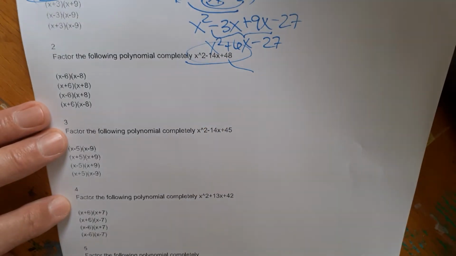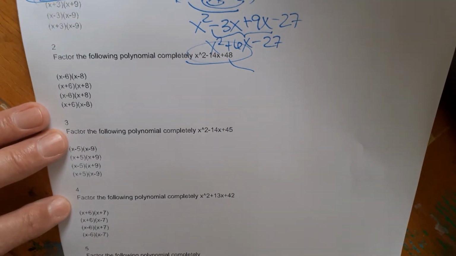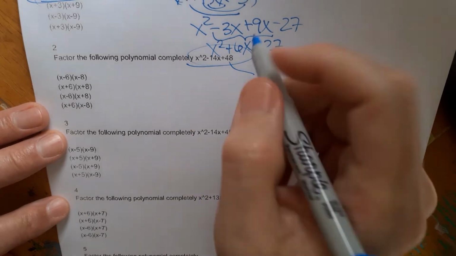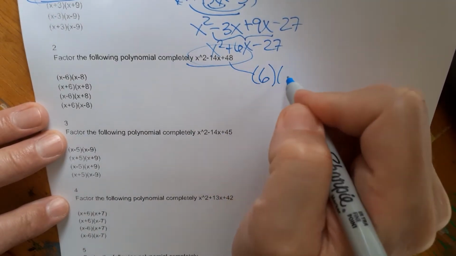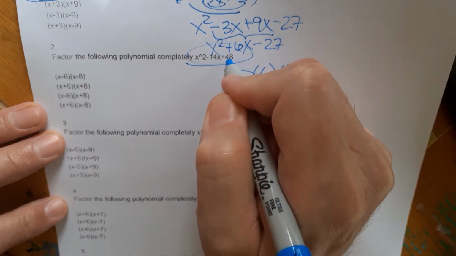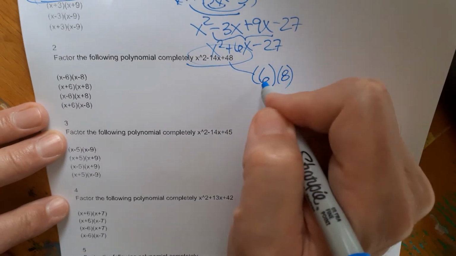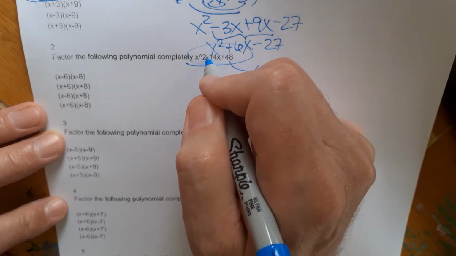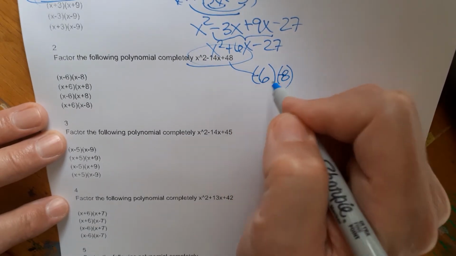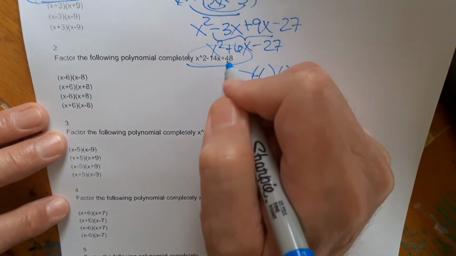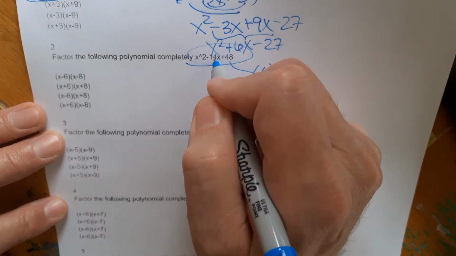Well, 6 times 8 is 48, right? 6 times 8 is 48, so that's good. And 6 plus 8 is 14, but notice there's a negative here. What if these were both negative? Is negative 6 times negative 8 positive? Yeah, positive 48, and it adds to be a negative 14.